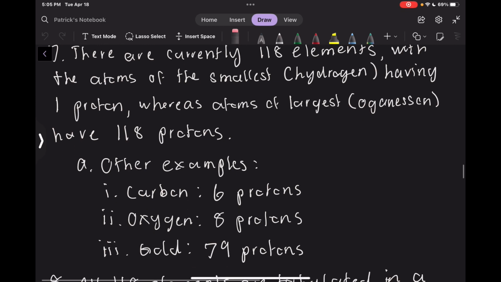Just a few examples are given here. Carbon atoms always have 6 protons, oxygen atoms will always have 8 protons, and gold atoms will always have 79 protons.